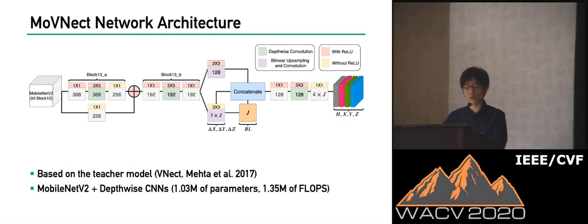We design our network based on VNect proposed by Mehta et al. and reduce the network to only 1 million parameters. For efficient computation, a MobileNet backbone and depth-wise CNN layers are used.